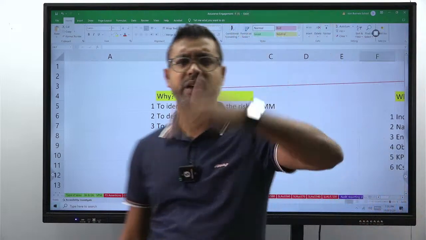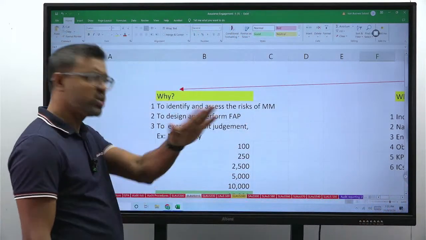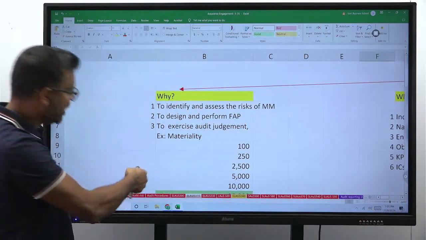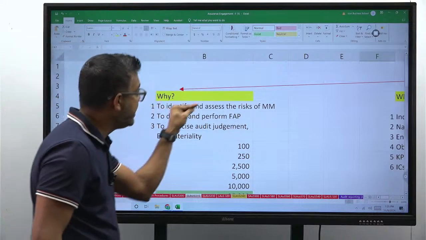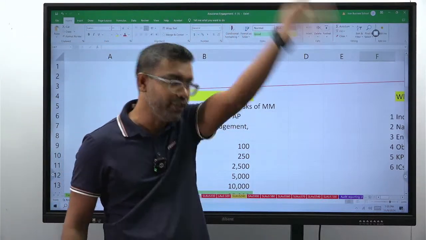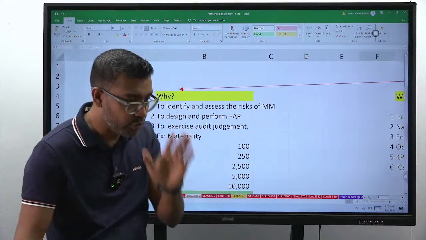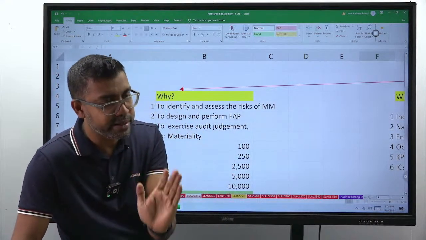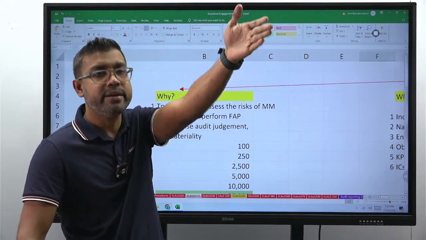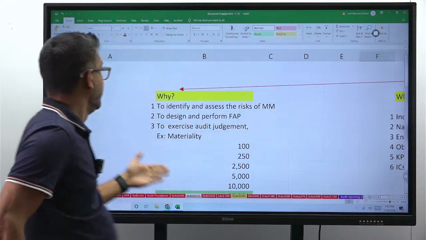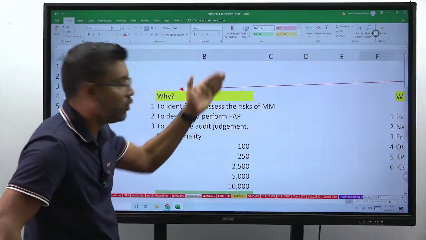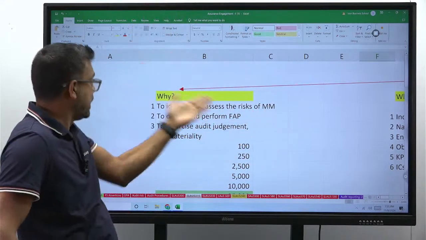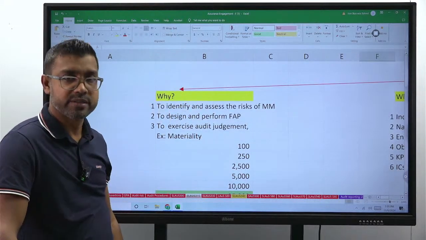Understanding the entity and its environment. Why? Always ask questions. Why? 3 answers. Why? To identify and assess the risk of material misstatement. Obvious. Standard wants you to identify and assess risk of material misstatement through understanding the entity and its environment. I think to identify and assess risk of material misstatement, that understanding is a must. Answer first.